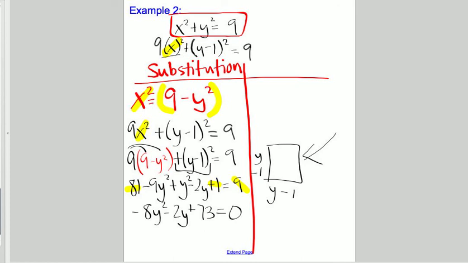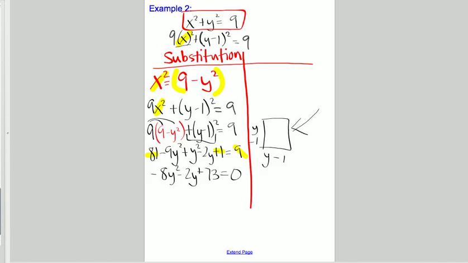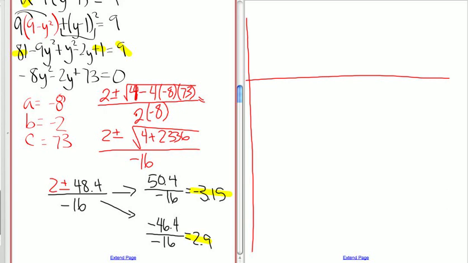To solve quadratics, which is this y squared term, we use the quadratic formula. So now I'm going to plug it into the quadratic formula and solve for y. I'm going to plug in a is negative 8, b is negative 2, and c is 73. So try that on your own now. I'm going to quickly do that so you don't have to watch me, but that should be fairly simple. Opposite of b plus or minus square root of b squared minus 4ac, all over 2a. So hopefully you're able to use the quadratic formula to solve this one.